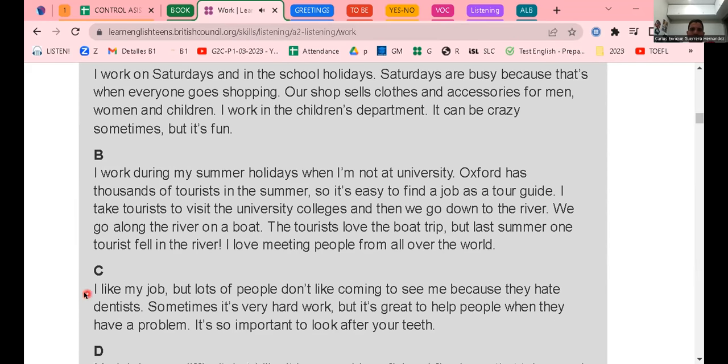C. I like my job, but lots of people don't like coming to see me because they hate dentists. Sometimes it's very hard work, but it's great to help people when they have a problem. It's so important to look after your teeth.